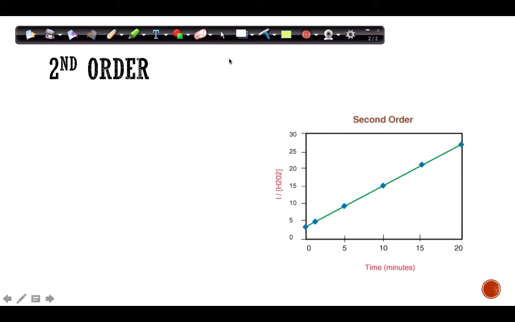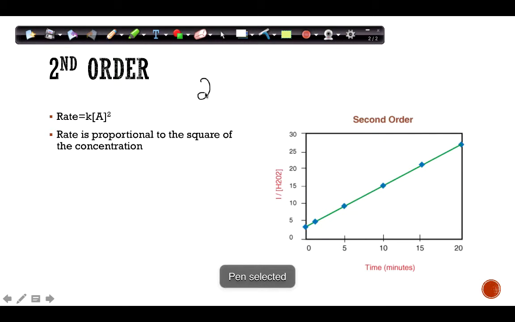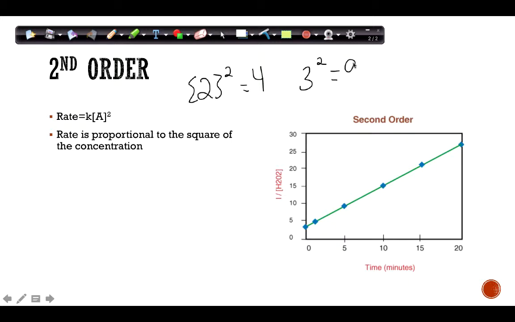All right, so the second order. If I graph 1 over the concentration versus time, I should get a straight line. So it should be to the second power, and basically the rate is proportional to the square of the concentration. Meaning, if I were to double A, 2 to the second power would be 4, so my rate would go up by a factor of 4. If I were to triple it, well, 3 to the second power would be 9, so my rate would go up by a factor of 9.